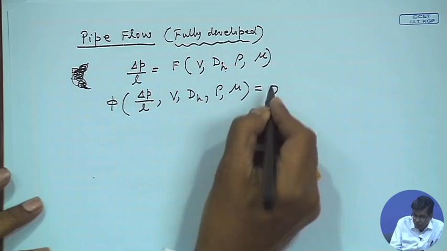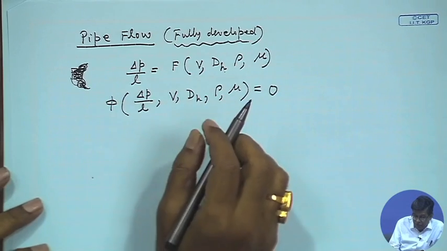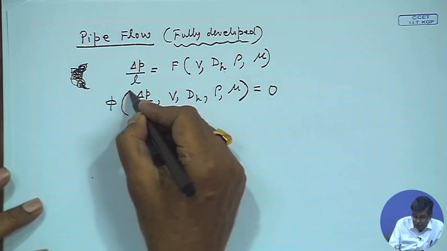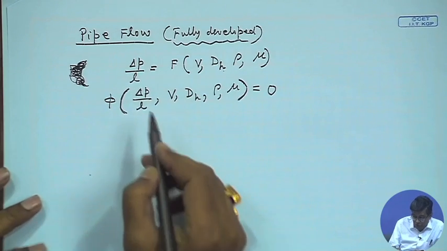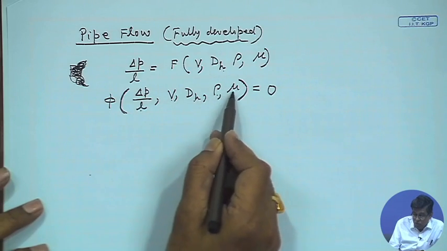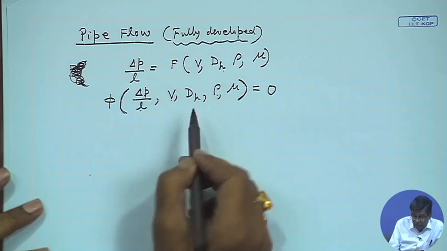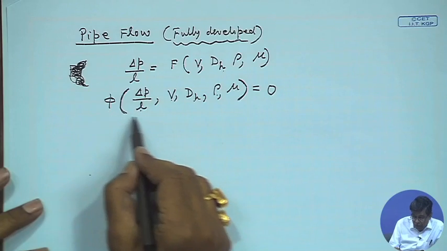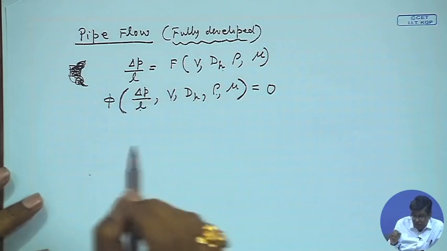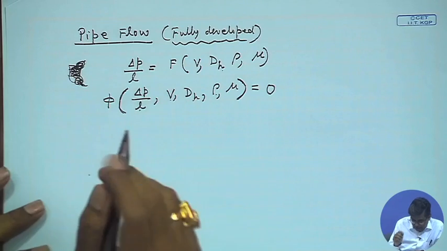A pipe flow problem is governed by pressure force and viscous force, and for a fully developed flow the inertia force is 0. Therefore, delta P by L, V, dH, rho, mu define the dimensional variables of a pipe flow problem. So, a pipe flow problem can be defined implicitly by this functional relationship. Now, how do we apply the pi theorem?